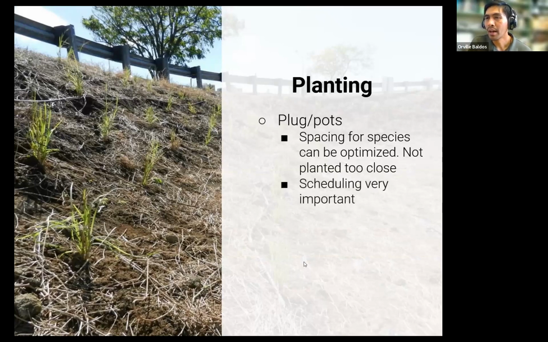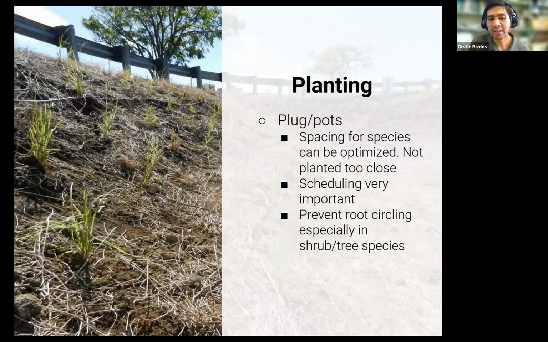If you're transplanting by plugs or pots, so if you are a nursery, then make sure that your scheduling is on point. You don't want the transplants to be sitting there for a long time, because there could be issues like root circling that can girdle the shrub or the tree species. So root circling, you have roots going around the pot, and if you plant those types of trees or shrubs, when they grow, those roots that are around will eventually girdle the tree or the shrub, and that can cause death of the plant.